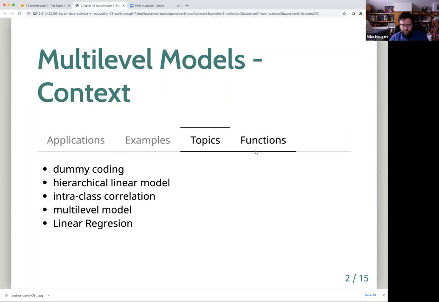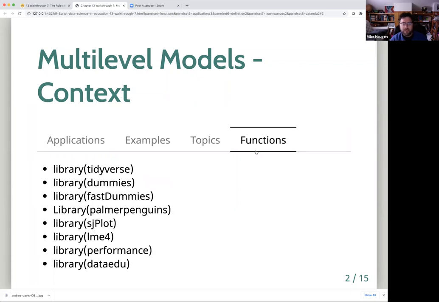So we'll look at dummy coding, and the multi-level models. There's a few different packages related to the models we're doing here. And then also fastDummies was a tidyverse dummy version that I found online. So I used that one as well.